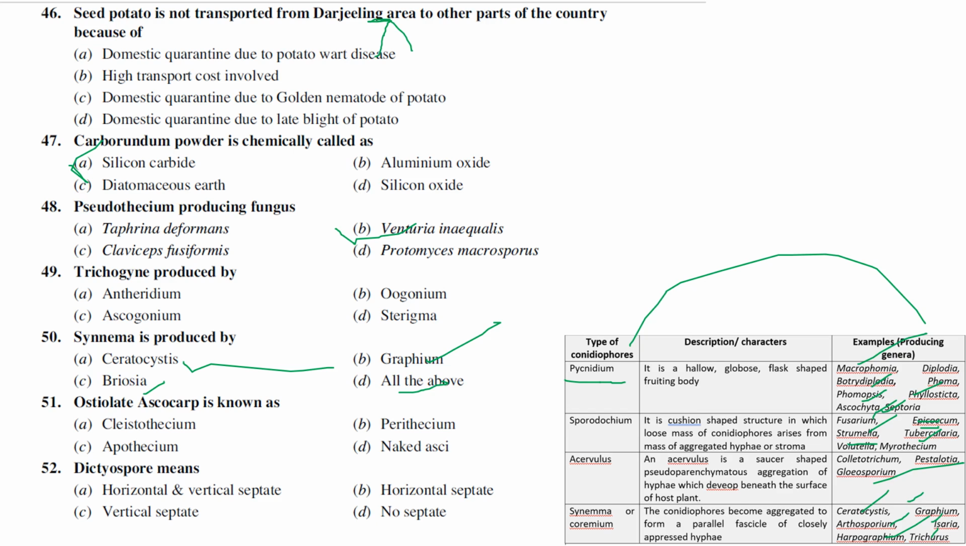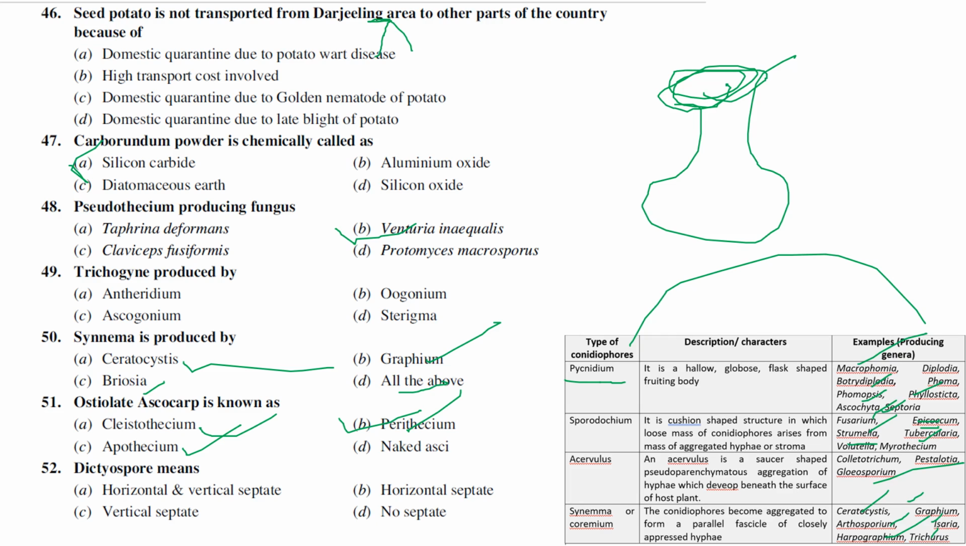Ostiolate ascocarp is known as what? Cleistothecium is completely closed. Apothecium is completely opened. Perithecium is a flask-shaped structure with a small opening known as an ostiole. So the ostiolate ascocarp is known as perithecium.